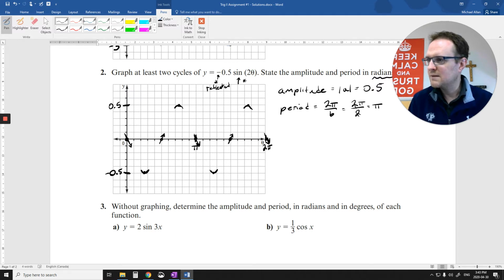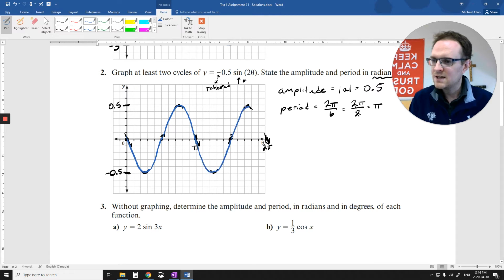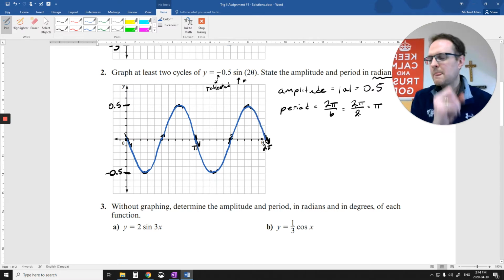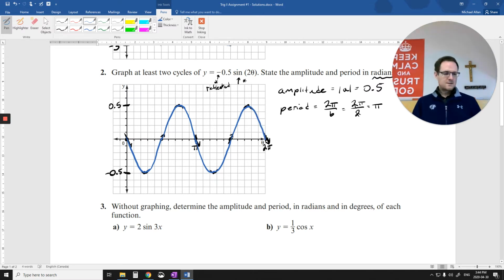So it looks like I got a pretty good start here. So I'm just going to start by drawing that out, making sure I get through all of the key points here. I'm not too concerned about being super precise about all the other points in between. I just want a good sketch of what this looks like. There you go. Very nice.